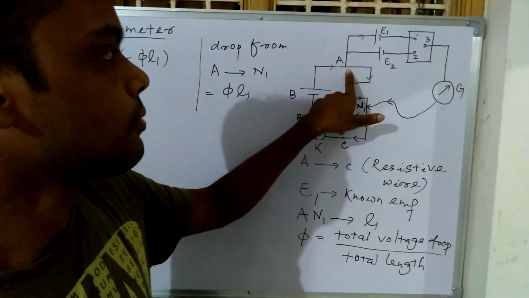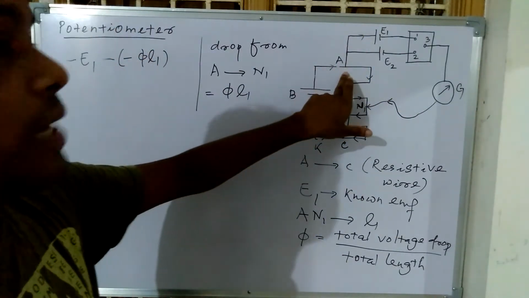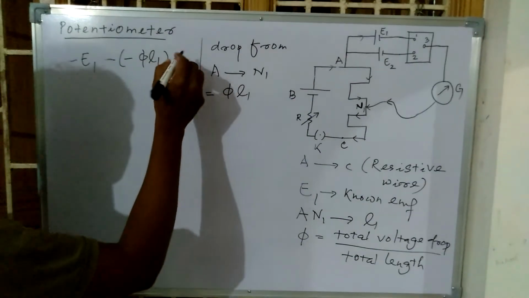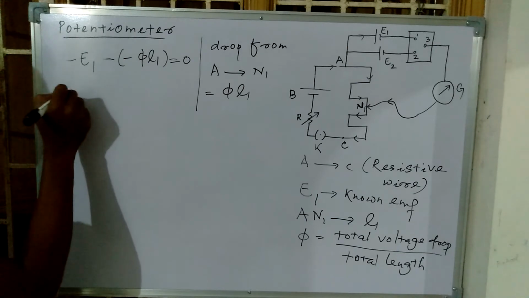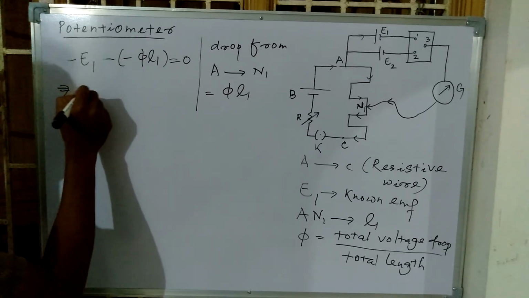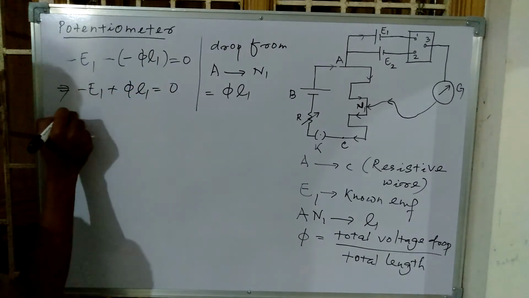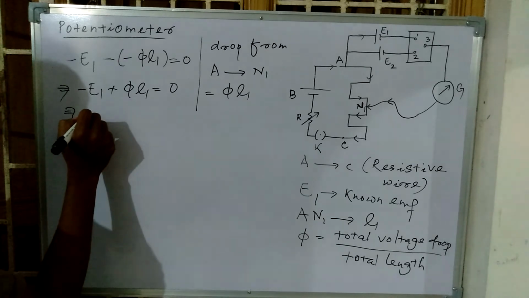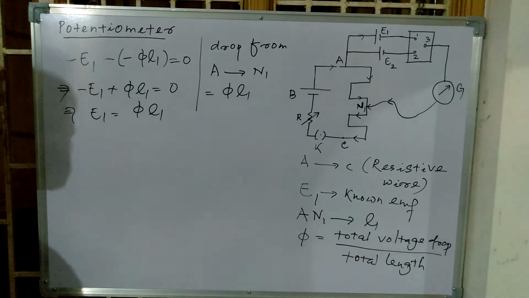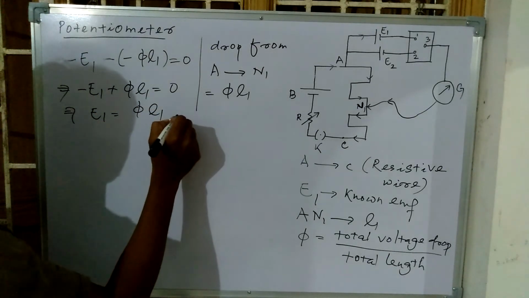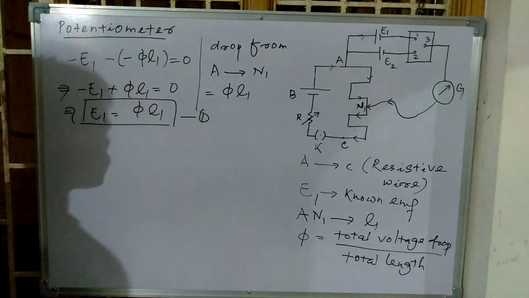Now we have already reached point A, so we cannot go further. That means the loop ends here. If the loop ends here, there is nothing more to write, so just put equal to 0. This implies it will be minus E1 plus phi L1 is equal to 0. And from this, E1 is equal to phi L1. This is equation 1.